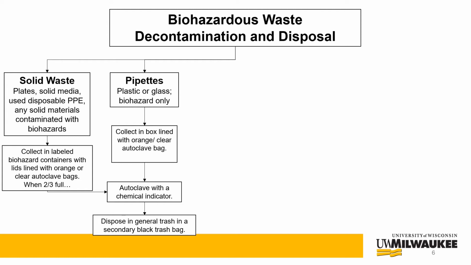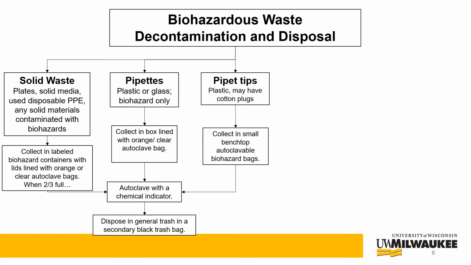Plastic and glass pipettes should be collected in a box lined with an autoclave bag, either orange or clear, then autoclaved out. Place the autoclaved bag back in the cardboard box, seal it, and dispose of it in the dumpster near your building. Pipette tips can be collected in a small benchtop autoclavable biohazard bag and then added to the solid waste autoclave cycle in the larger bag and disposed of accordingly.